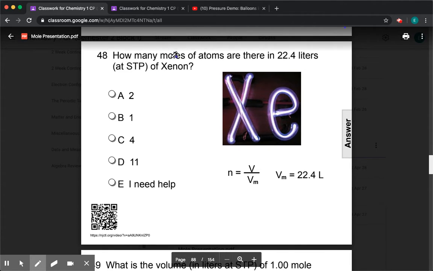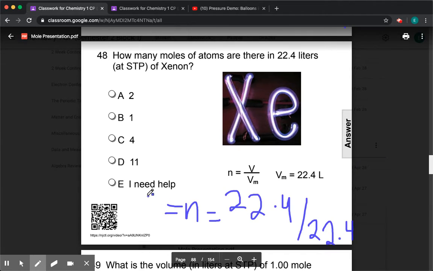Okay, so now this question's a little different. This question would normally take 2 steps, okay? And I'll show you what I mean. Let's get the moles first. Okay. So we have 22.4 liters of this gas. So N equals V is going to be 22.4. That's what it's telling us, is we have 22.4 of it. And then we divide that by 22.4. So then we have 1 mole. Okay, this is equal to 1. We have 1 single mole of xenon.